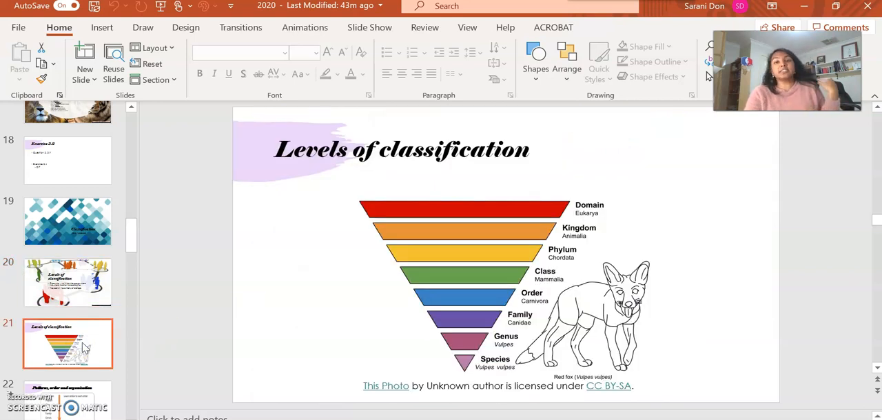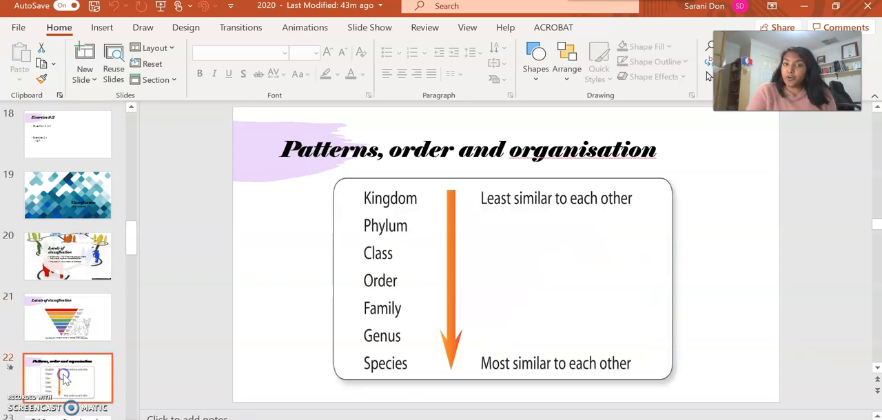There is this order that you need to know, where it starts off with the domain, the kingdom, phylum, class, order, family, genus, and species. These are how animals or plants or organisms are grouped. You need to know the order: kingdom, phylum, class, order, family, genus, species. You need to know that particular order.